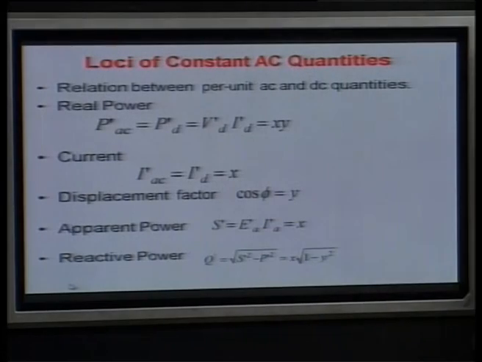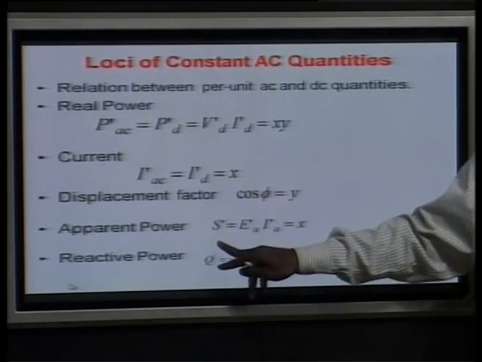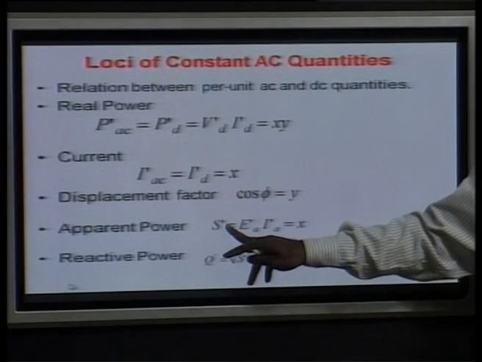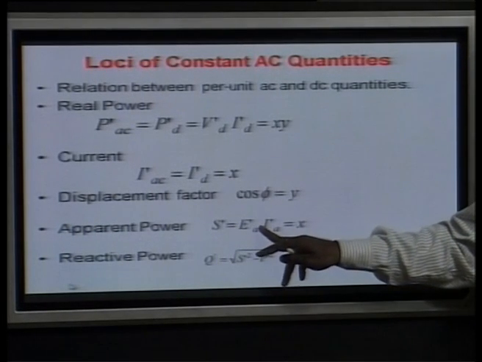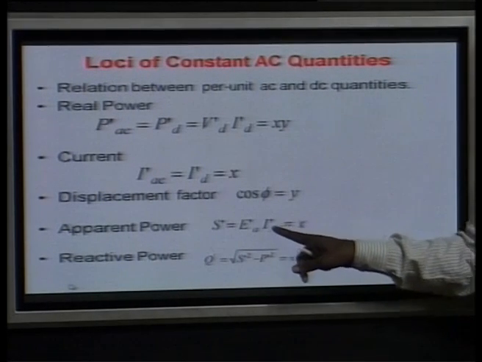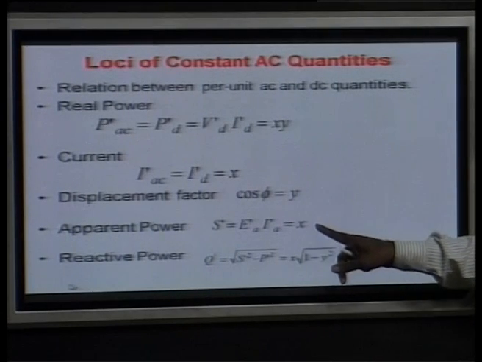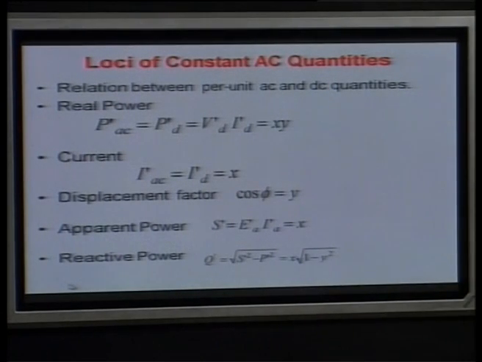Now the apparent power in the per unit. Again here I am using a prime. So this will be equal to your EA prime, the voltage in per unit, into the current prime. EA again is unity, and IA, as I already derived, is X, so it will be X. So apparent power is also X.